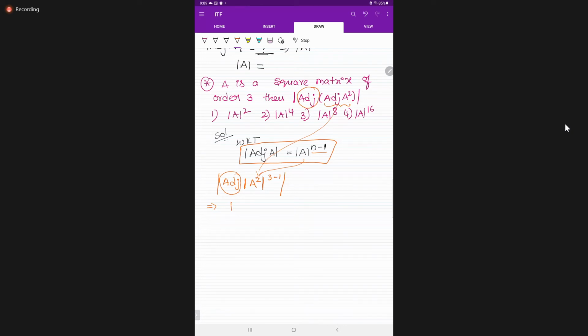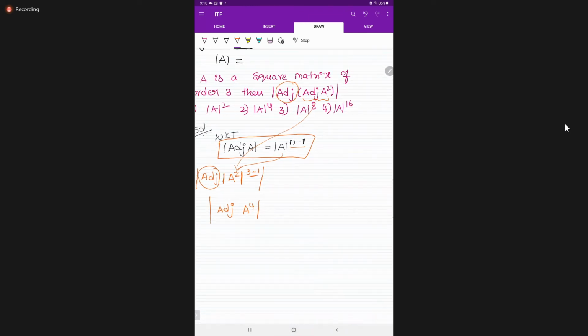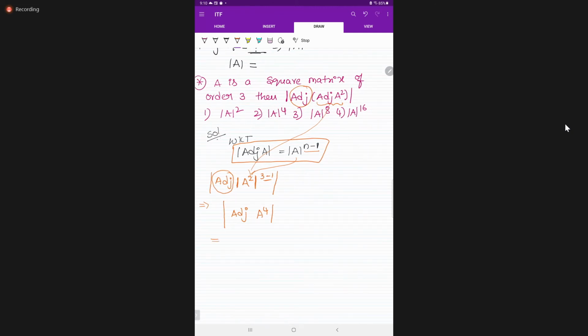So next step is det of adj of. Now what you get here? Det of A square whole square means you can write directly det of A to the power of 4. Students, please respond. 3 minus 1 is 2. 2 twos are 4. So det of A to the power 4 we can write it. So det of adj of A to the power 4, A is what? A to the power of 4 to the power n minus 1 is 3 minus 1. So that is equal to det of A to the power of 4 whole square, that is det A to the power 8.